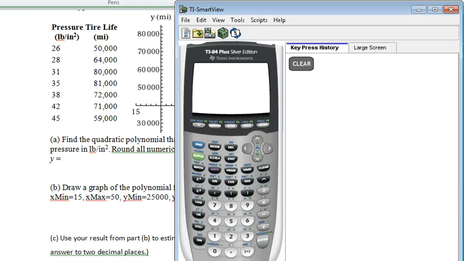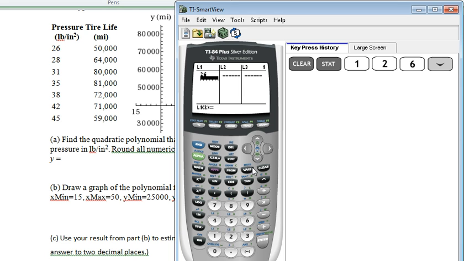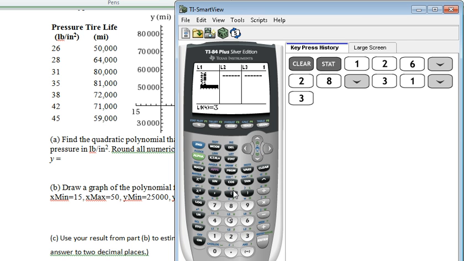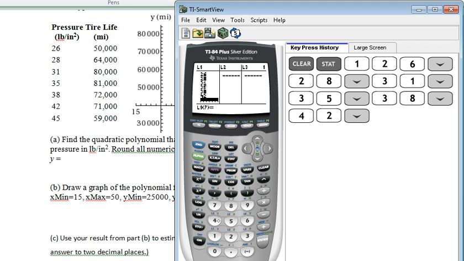So pulling up the graphing calculator, go Stat 1 for edit, and we're going to enter in L1: 26, down arrow 28, 31, 35, 38, 42, and 45.